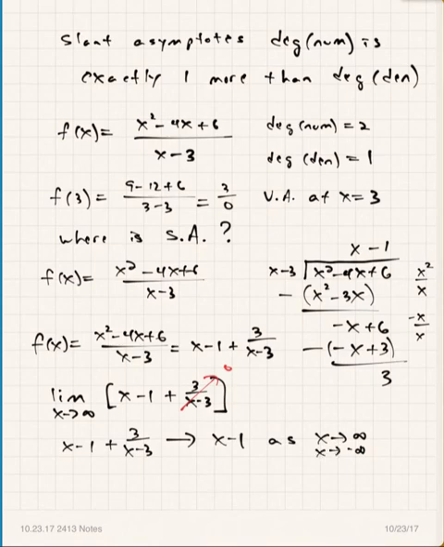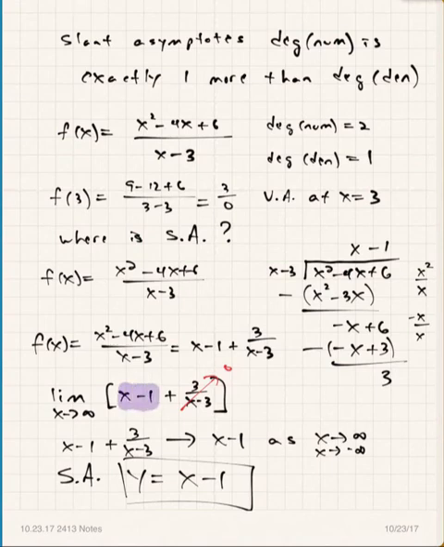And so what do we have? We have a slant asymptote in this graph at y equals x minus 1. In other words, just the linear piece that's left is the slant asymptote for the graph.